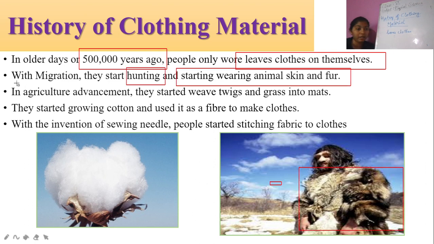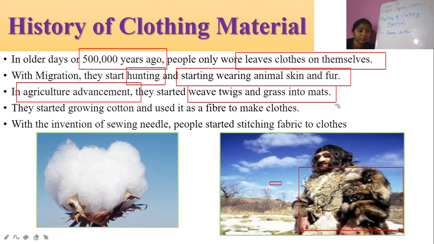With agriculture advancement, they started weaving the twigs and grass into mats. As technology advanced, we engaged more with new technology, weaving twigs and grasses into the mats we are producing, right? They started to grow cotton. Then we came to know what cotton is and how we can obtain fiber to make clothes, right? For cotton clothes, later on there was an invention of the sewing needle.